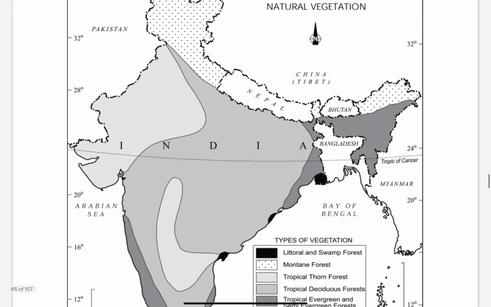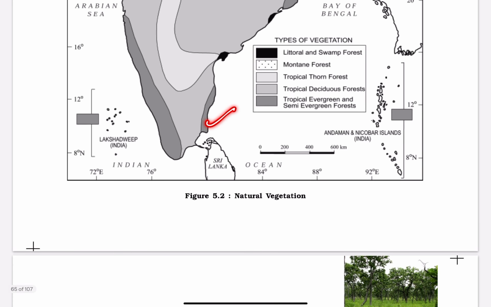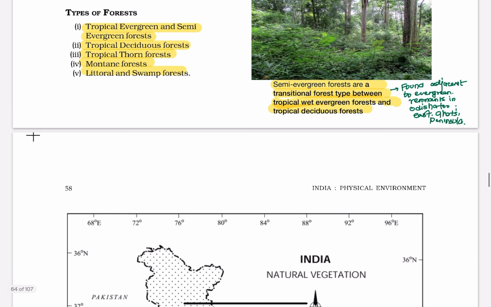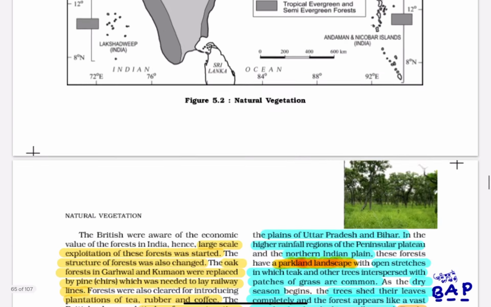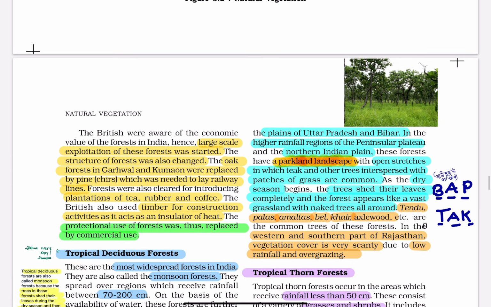Now you can see the location: the northeastern region, here in the Odishan part, here in the Eastern Ghats, here in the Western Ghats, and even in the Andaman and Nicobar, all these are present, right? So this is the characteristic of semi-evergreen forest. Now, these are very important forests.